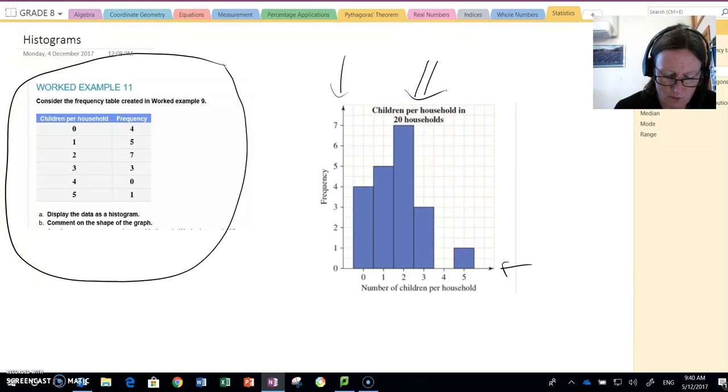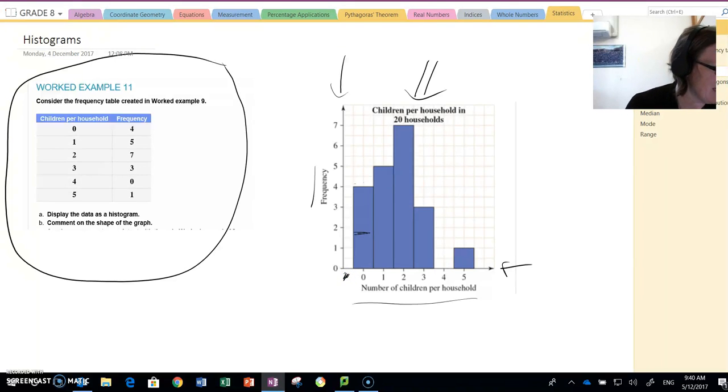Label the horizontal axis. So here we've labelled it. That's the number of children per household, and we have labelled the vertical axis, the frequency. We leave a half unit gap here. So if you can see that each column here has got a width of two bits of the graph paper, we leave half a gap there. So leave a half unit space at the beginning, and we draw the first column.